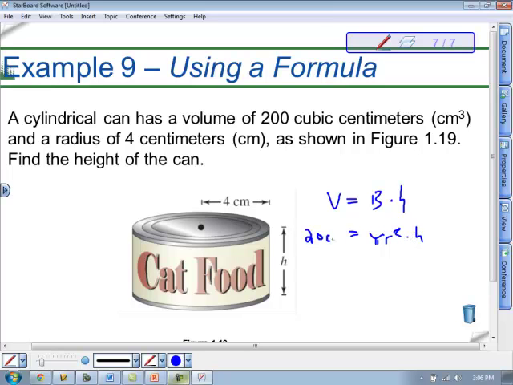We're told the volume is 200, so you can plug that in. We're told the radius is 4, and we just want to find the height. So go ahead and plug in 4 for r. 4 squared is 16. Divide both sides by 16 pi. And that gives us the height, which is approximately 3.98 centimeters.